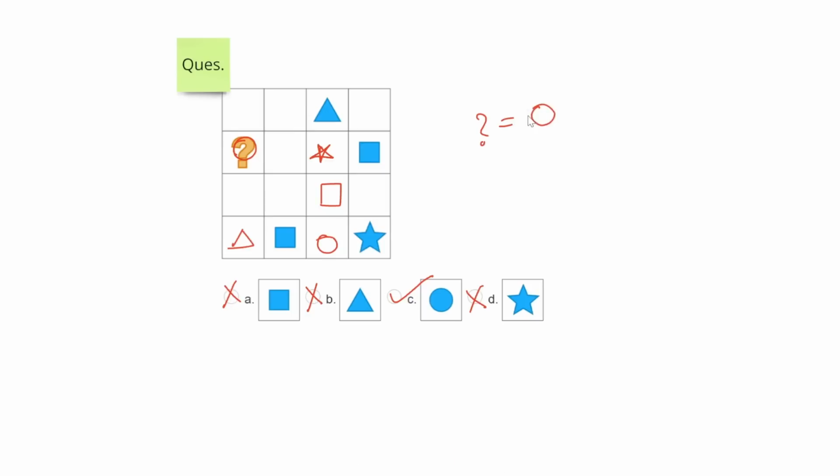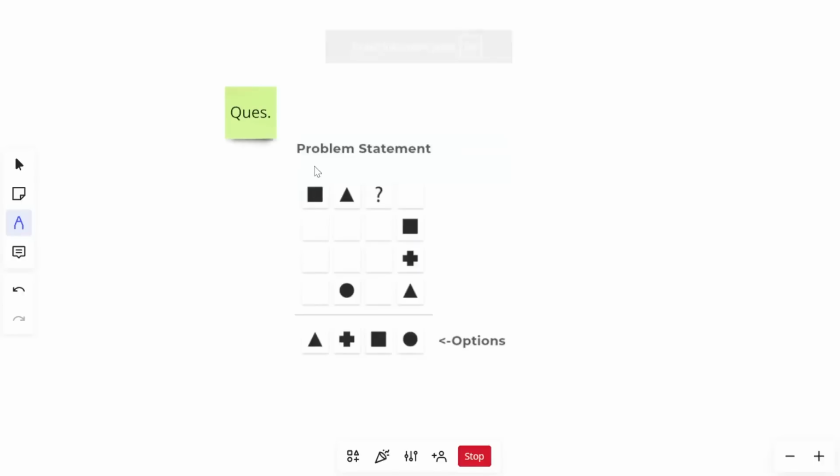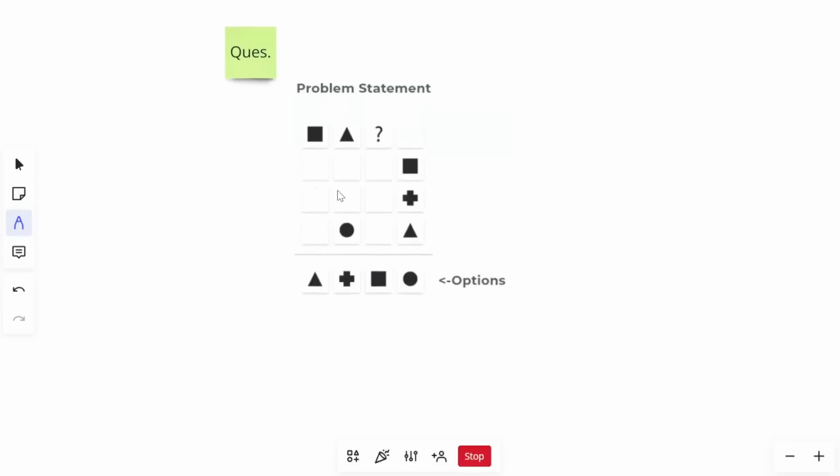Moving on to the next one. Let's look at this question. So in this question, we have this problem statement where we need to find out which of the given symbols will come in place of the question mark. Okay, so let's try to solve this. Before that, if you want to understand how this logic works, I would suggest that you pause for a second, try to think on your own, and then you can proceed with it.